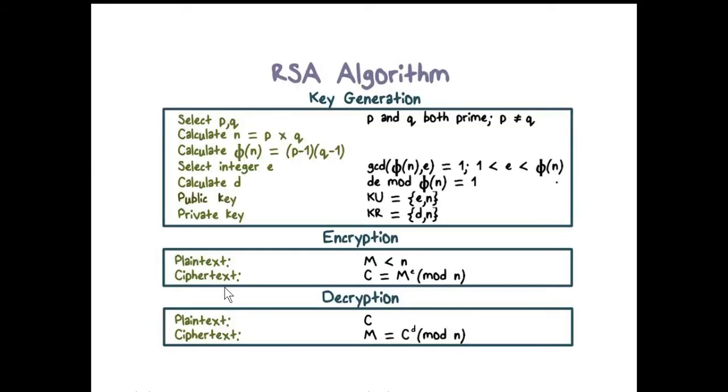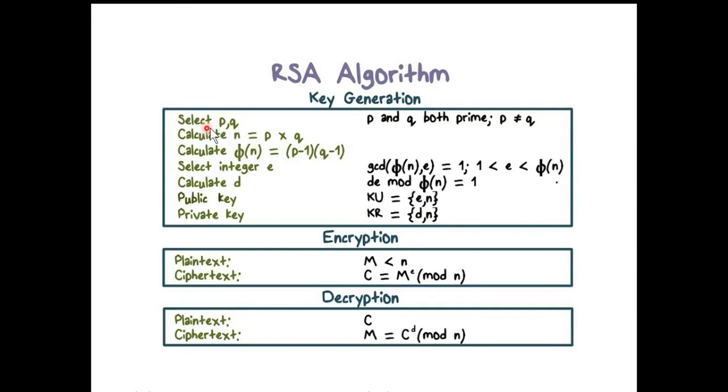Next, we have another important algorithm, that is the RSA algorithm. It was developed by three mathematicians, Rivest, Shamir, and Adleman. So this is called the RSA algorithm. Here it has three parts. First is key generation, then encryption, and then decryption. So let us see the first part.